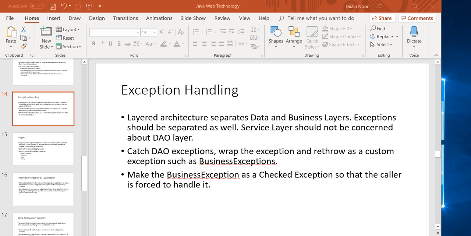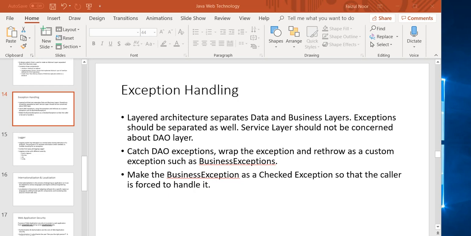So the layered architecture separates data and business layers. Exceptions should be separated as well. The service layer should not be concerned about the DAO layer. Catch DAO exceptions, wrap the exception, and rethrow a custom exception such as a business exception. Make the business exception a checked exception so that the caller is forced to handle it. So we already know what a checked exception is. That means whenever there is a checked exception, it has to be handled by the caller.